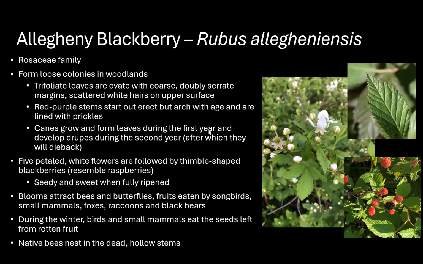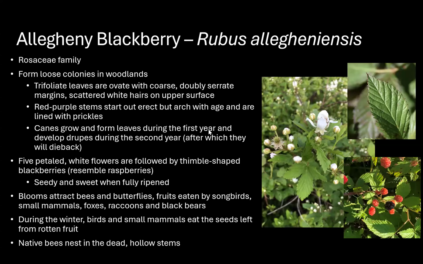But with this, usually you'll see on this type of blackberry some scattered little white hairs that are on the upper leaf surface. And as with most blackberries, they develop canes, okay? And so a lot of times those canes will come out a red-purple color, and they kind of arch more as they age. And of course, they're full of prickles, as we all hate. Yes, although we have those cultivated blackberries that are thornless too. But yes, you got to watch getting into your blackberry patches.